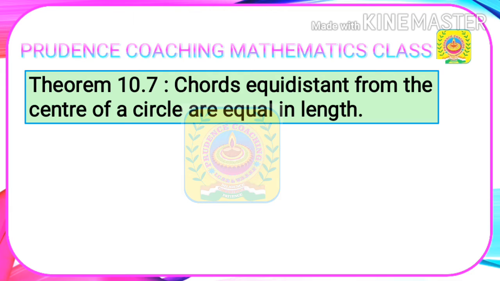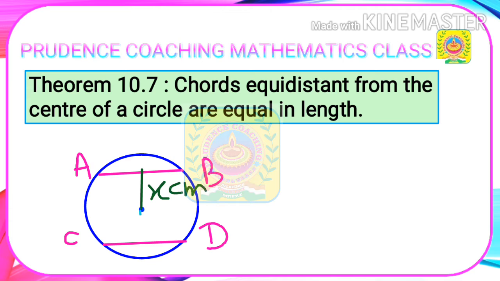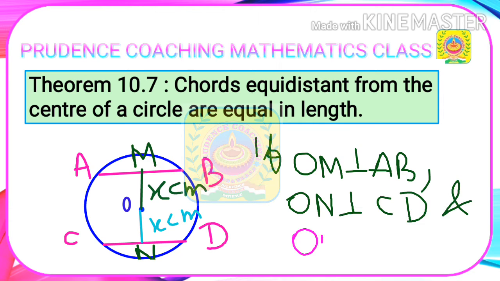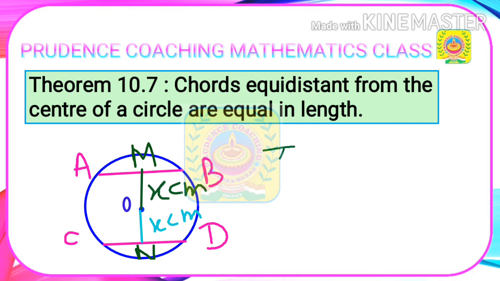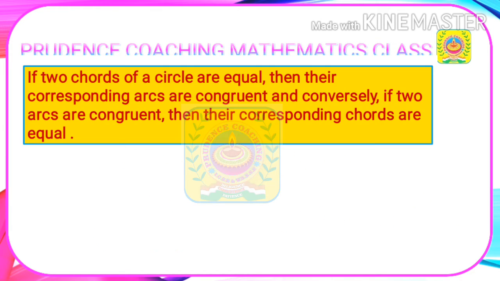Chords equidistant from the center of a circle are equal in length. So if this is a circle where AB and CD are two chords which are equidistant from the center, that is OM is equal to ON, where OM and ON are perpendicular lines on AB and CD respectively, then we can say these chords AB and CD are equal. This is one of the most important theorems.